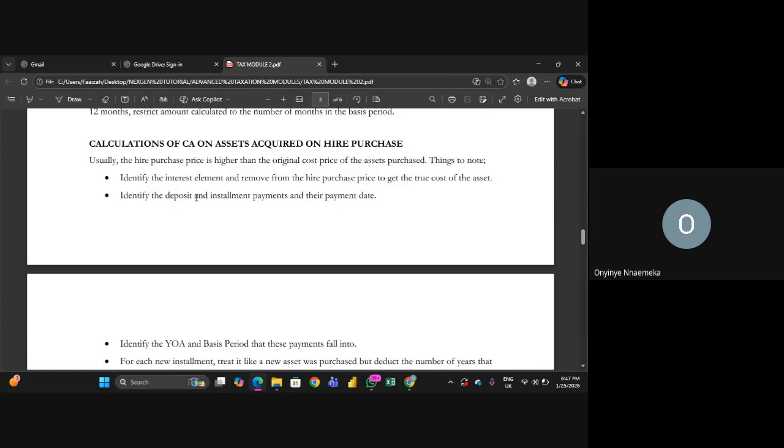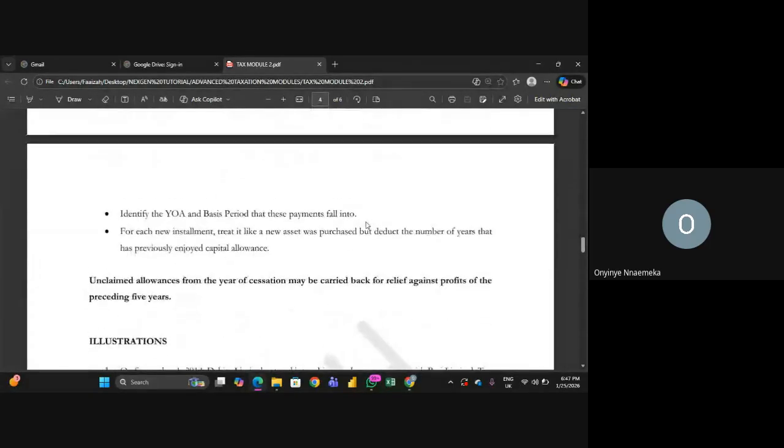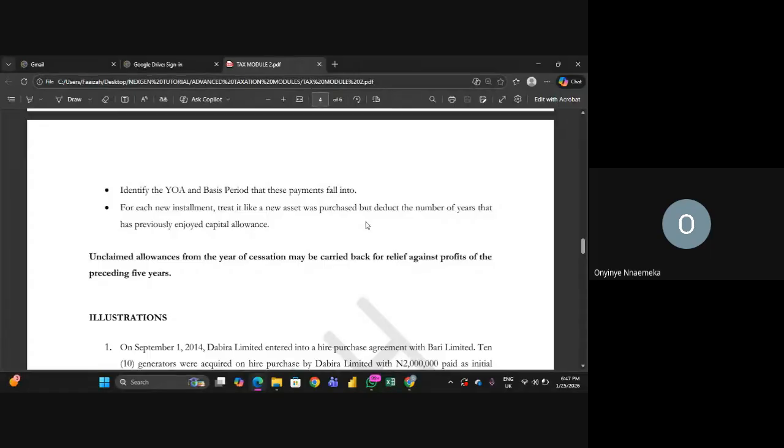Identify the deposit and installment payments and their payment dates, which means on which dates did they pay the deposit? On which dates are they expected to be paying the installments? When will the installment payments start and when will they stop? This is what number 2 is talking about. Identify the year of assessment and basis period that these two payments fall into. You know that some hire purchase can last for years, 1 year, 2 years, half a year, so you need to know which year of assessment the deposit and some part of the installments fall into. Which basis period did they fall into?